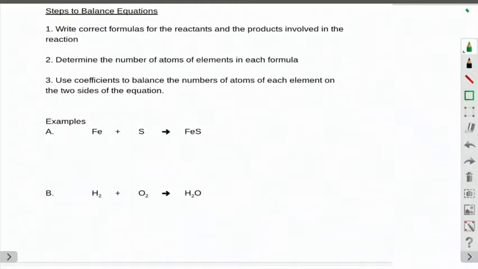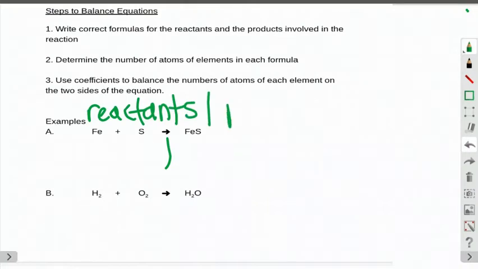So when you start with these problems, I want you guys to put a line down where the arrow is, because we have reactants and then the products. We will have to have the same number of atoms on the reactants and the products side. So you want to make sure that they're separate and you're counting them for each side.